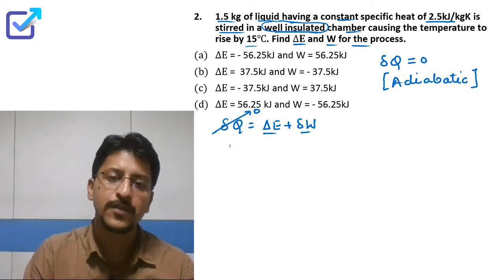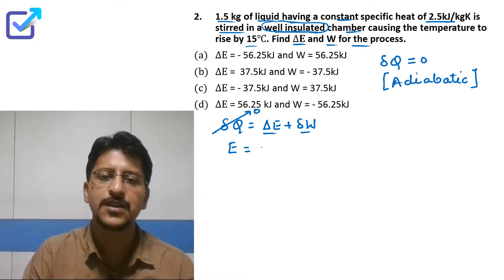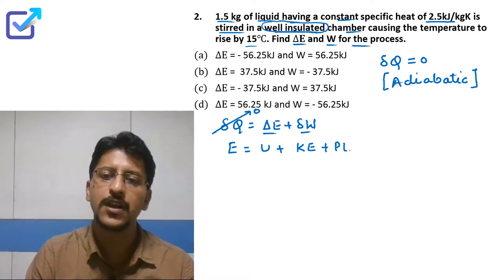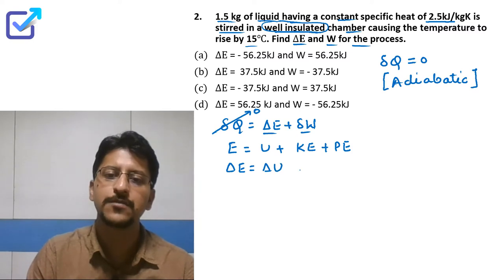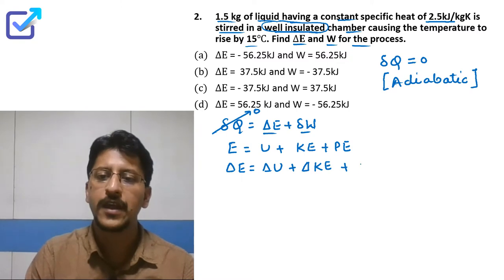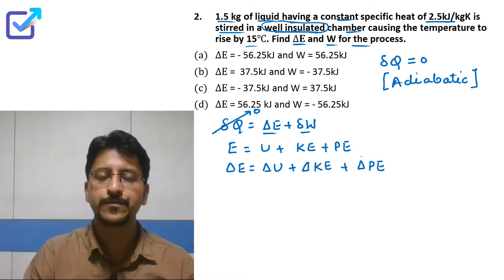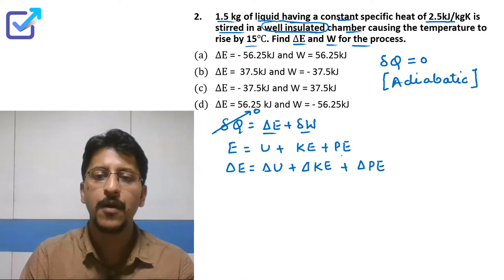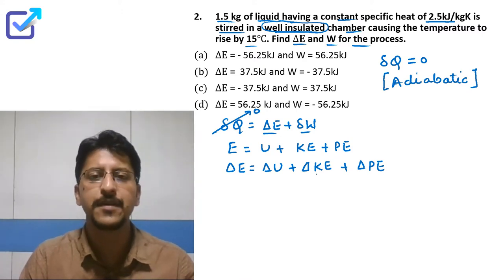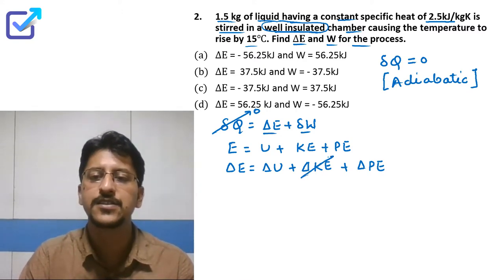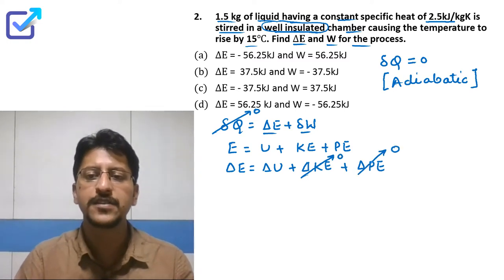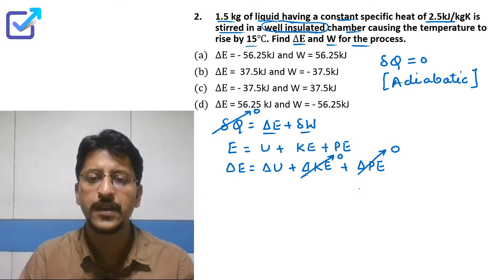So how to find them? We know one more concept, that total energy is the summation of internal energy plus kinetic energy plus potential energy. If we take the change on both sides, we are left with change in potential energy plus change in kinetic energy plus change in internal energy. In this question, nothing has been mentioned about the change in velocity, hence the change in kinetic energy will be zero, and no mention is there regarding any change of the datum head of the system, so the potential energy change will also be zero.